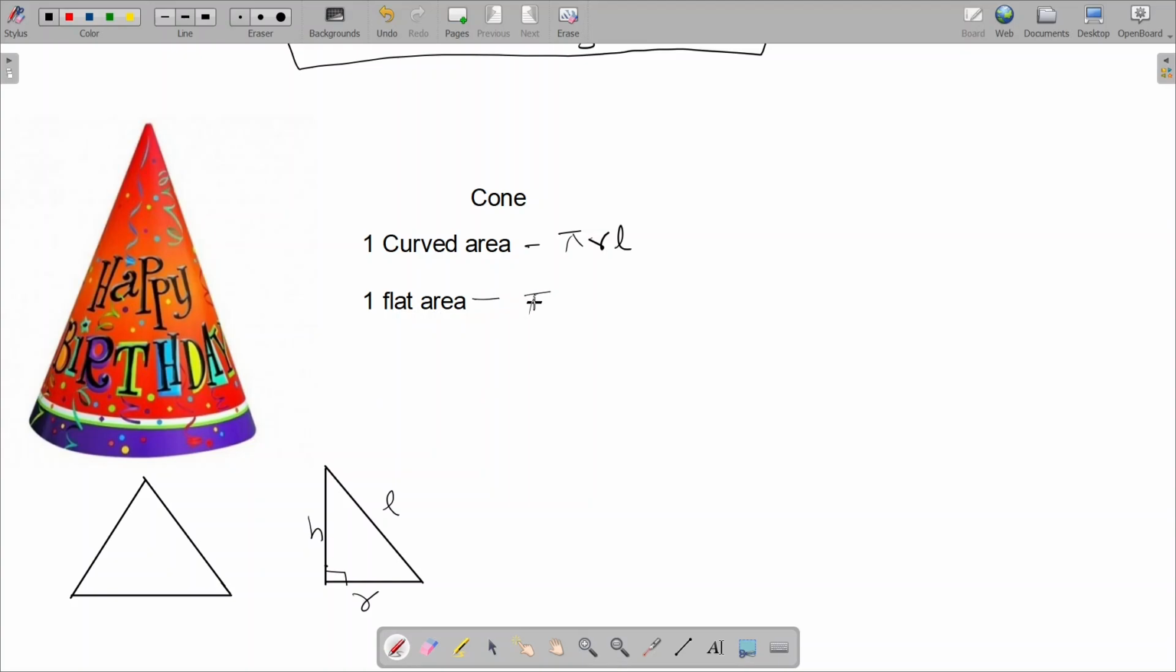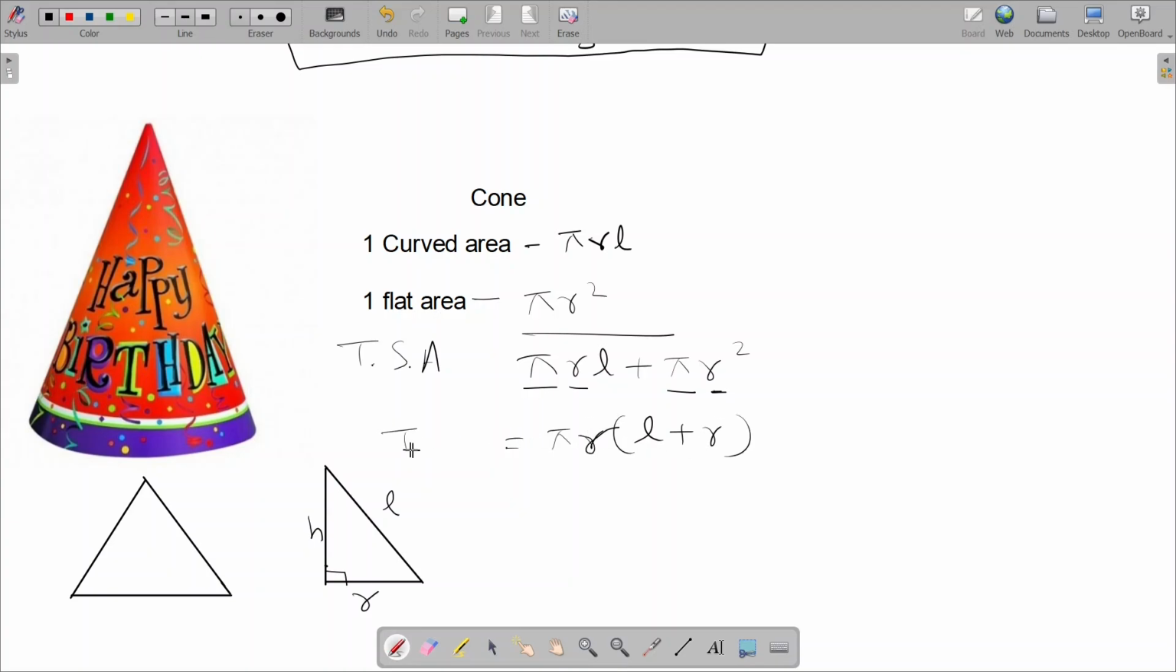The area of a circle is what? Pi r square. So we have to add for TSA. Add both the things: pi r l plus pi r square. You can see pi is common. There is one r, there is two r, so take only one r common. So we will have pi r as common, into l plus r. So this is how you have to learn. The TSA, total surface area of a cone, is pi r bracket l plus r.